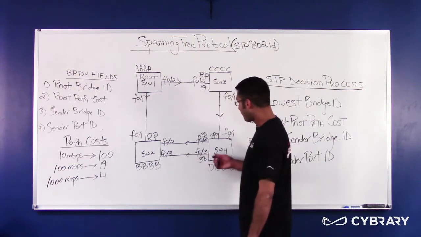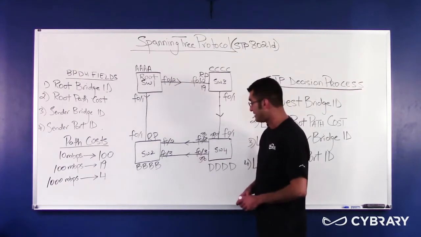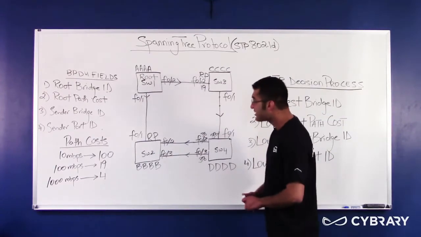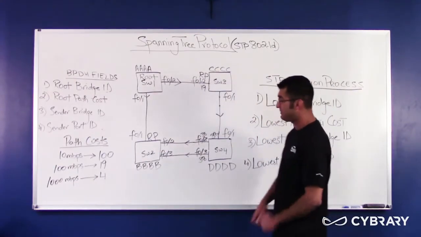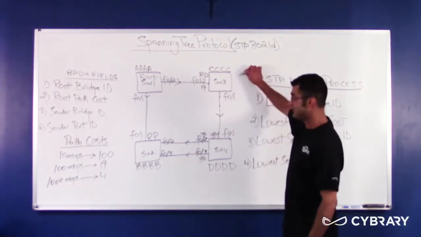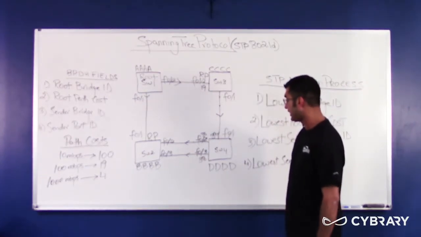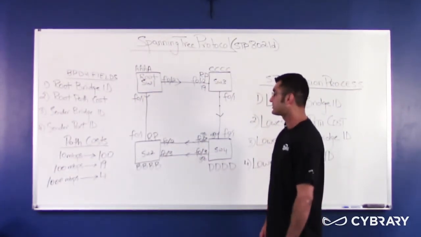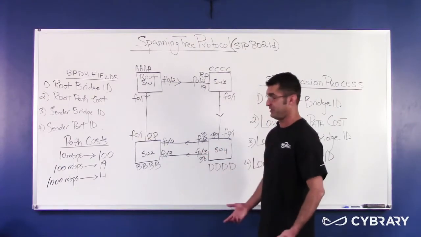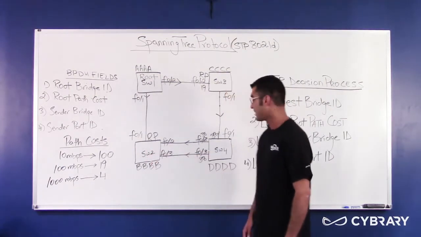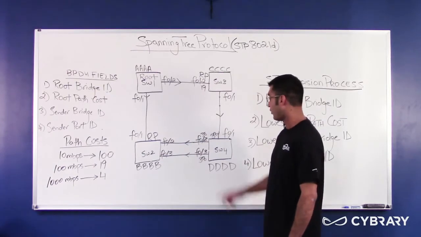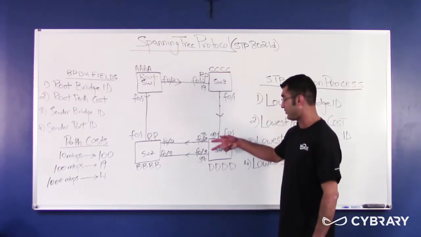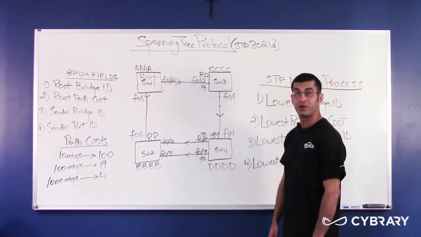So switch 4 compares the sender bridge ID on port 2, port 3, and port 1. Since the sender bridge ID is lower, since BBBB is lower than CCCC, switch 4 now starts looking at port 2 and port 3 to elect a root port. Now, the sender bridge ID on port 2 is BBBB, the bridge ID of switch 2. And the sender bridge ID on port 3 is also BBBB. So switch 4 still can't decide whether port 2 or port 3 is going to be the root port.